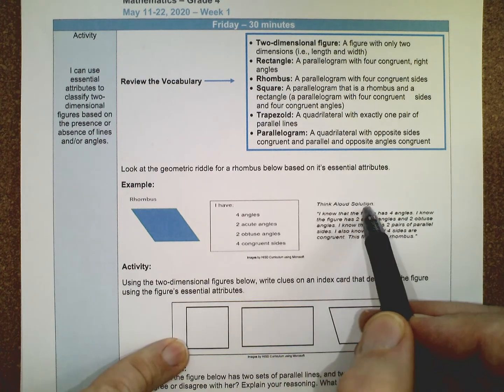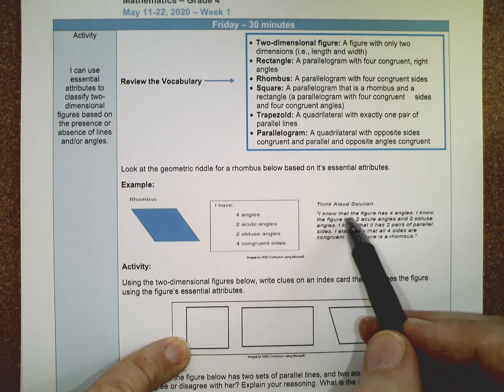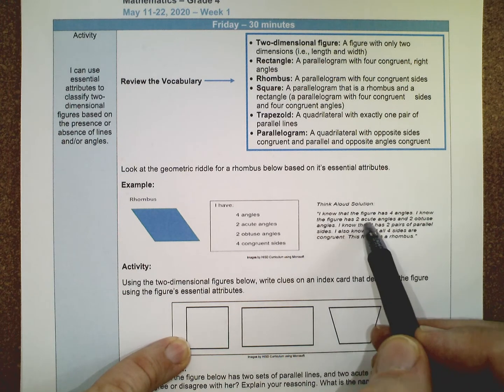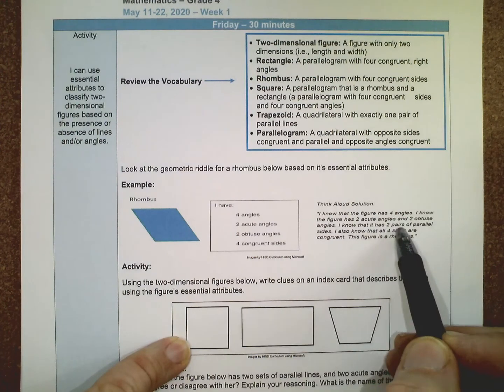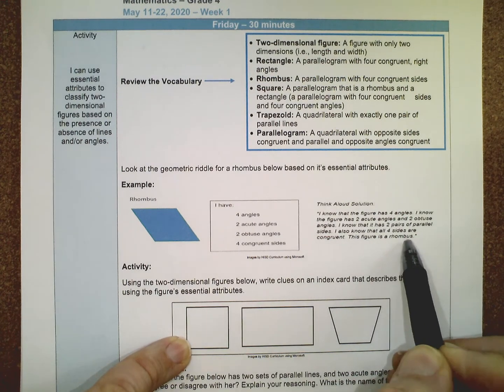Think about the solution. Piensa de la solución. I know that the figure has four angles. I know the figure has two acute angles and two obtuse angles. I know that it has two pairs of parallel sides. I know that all four sides are congruent. This figure is a rhombus.